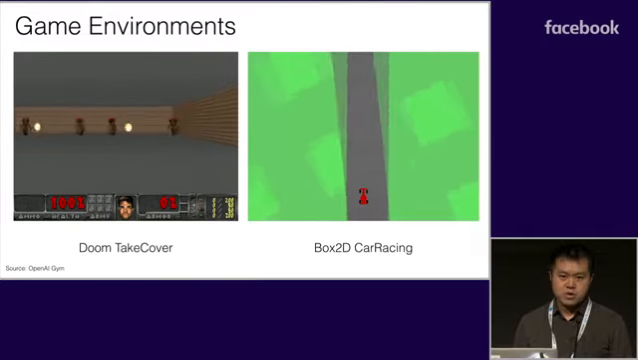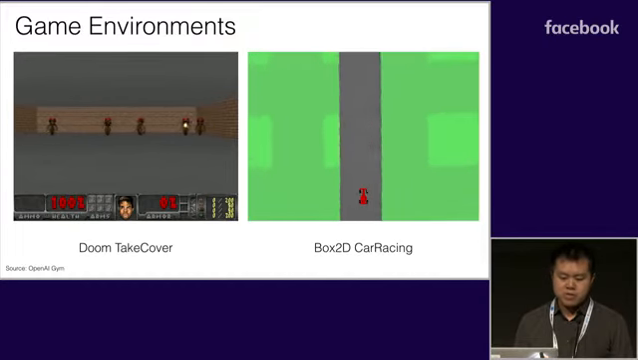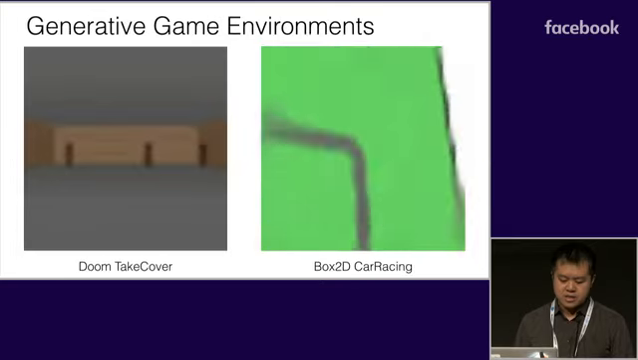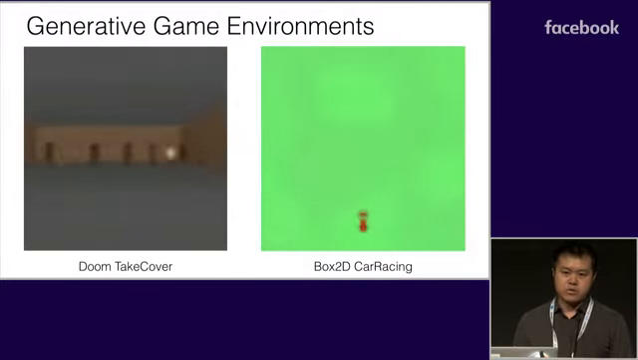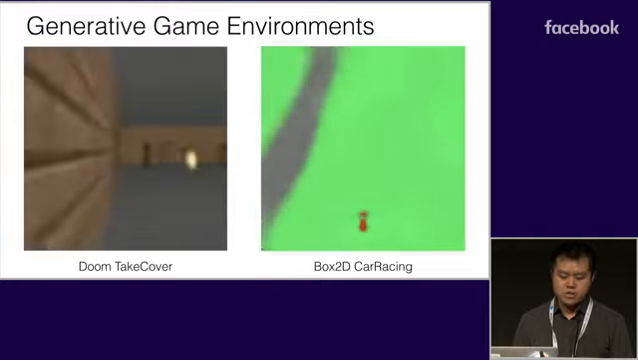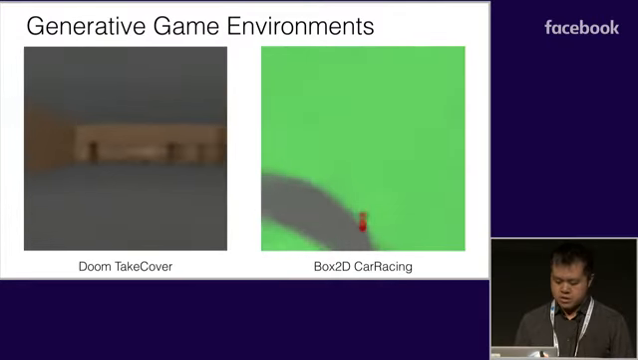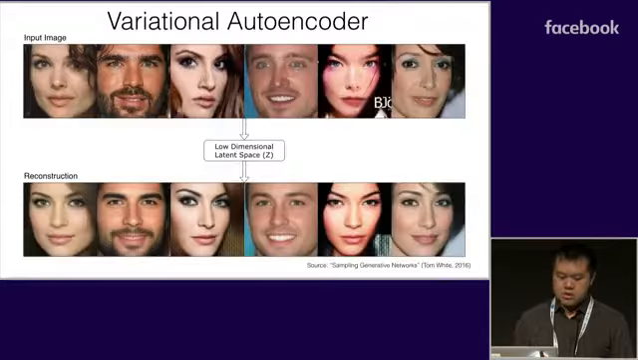So in this work, we explore building generative models of game environments. And we also try to train agents to look at their worlds through the lens of their own generative world models. So our generative models consist of pretty basic components.